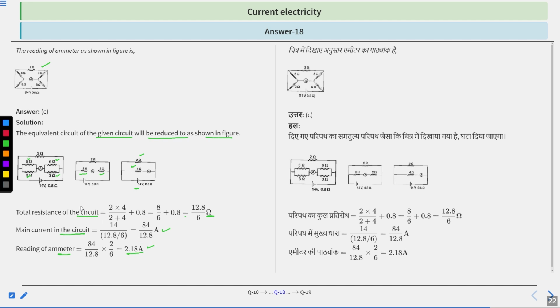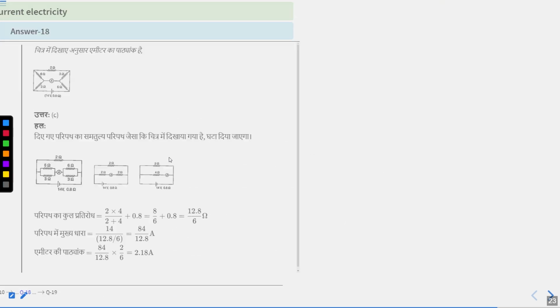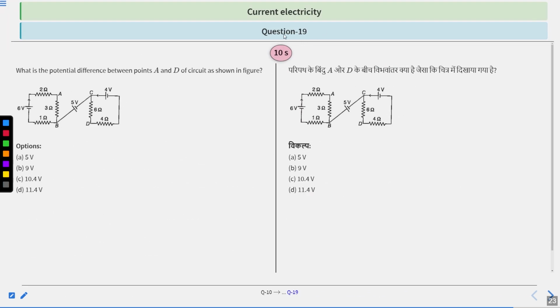So this is a formula based question. Clear? So the correct option is C. C option is correct. And this is the solving: firstly, reduce the parallel parts and arrange the circuit in a single manner. Clear? Next question.